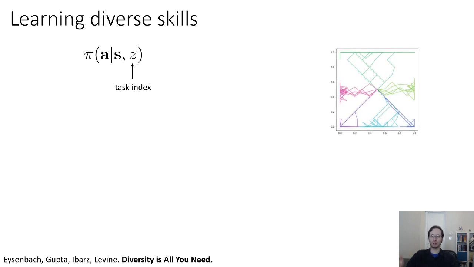So you could imagine, for instance, in a 2D navigation scenario, maybe skill 0 goes up, skill 1 goes right, etc. So if you have 6 different skills, you want them to do 6 different things.